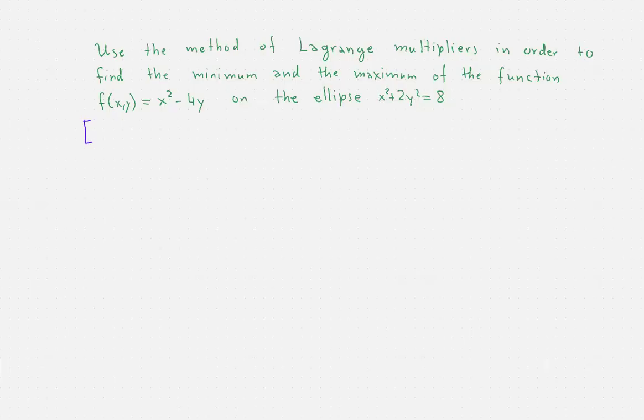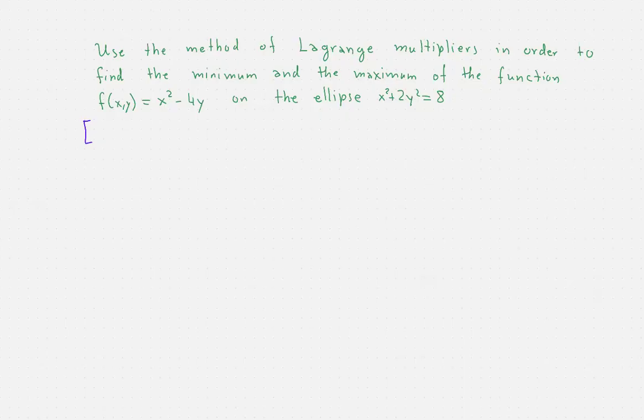So we have a problem of finding the minimum and maximum of the function x squared minus 4y under a constraint. The constraint is that we have to be on the ellipse x squared plus 2y squared is equal to 8. And we're supposed to use the method of Lagrange multipliers. So let's recall how this method works.